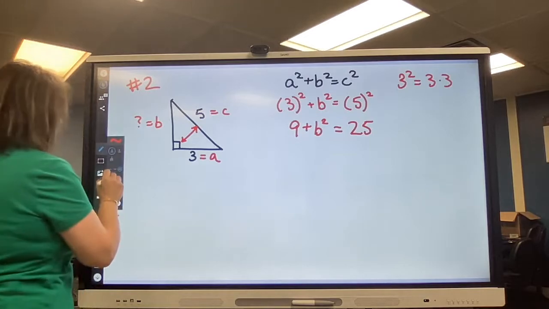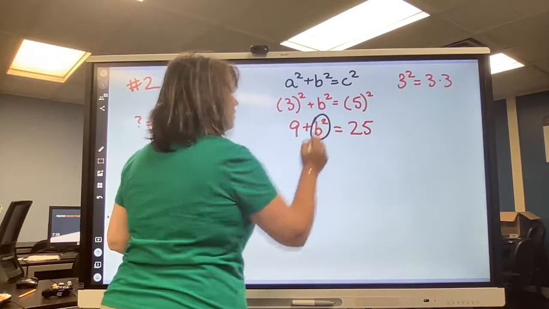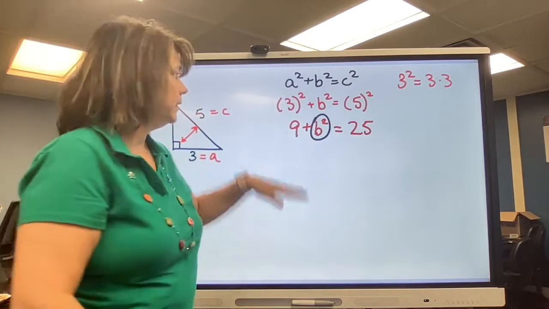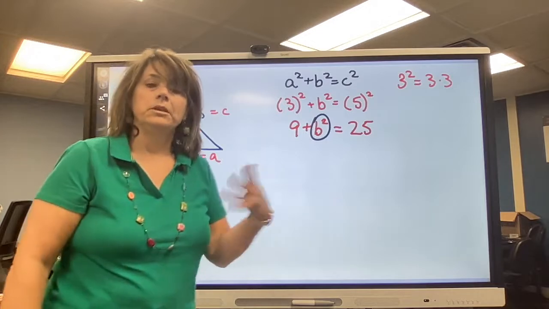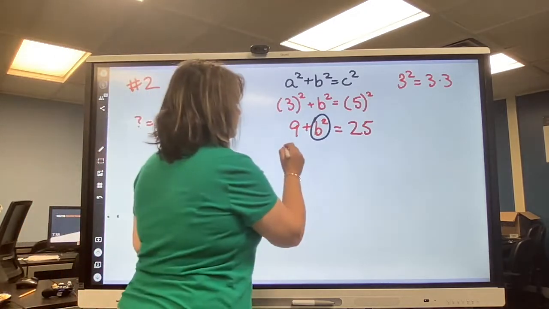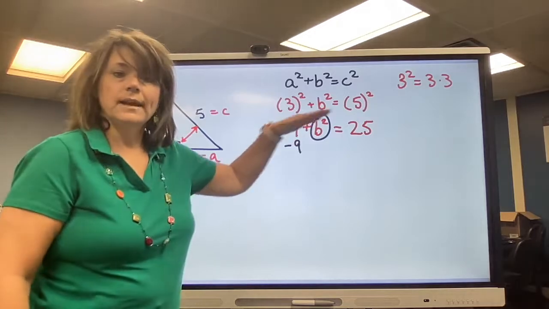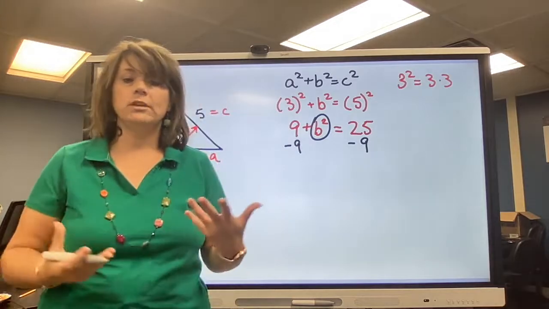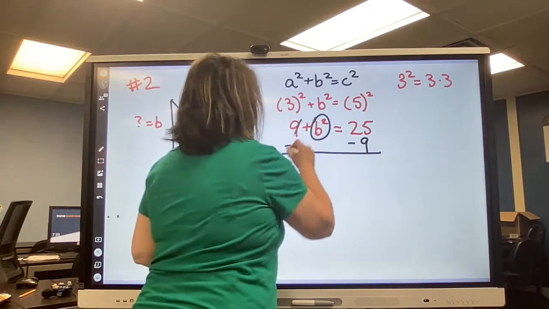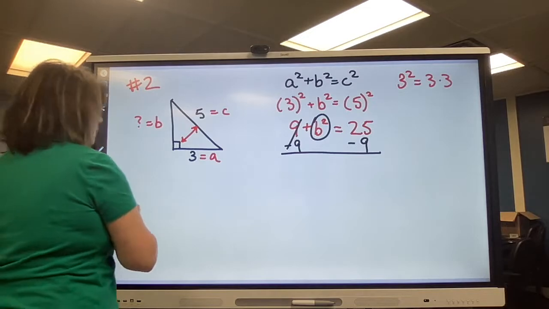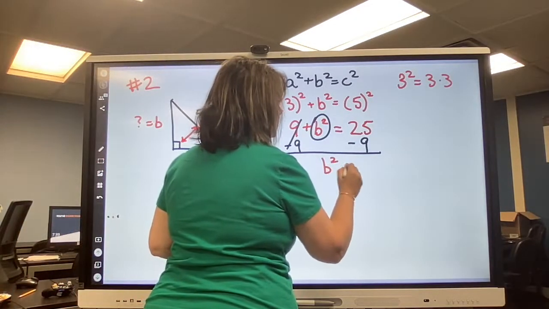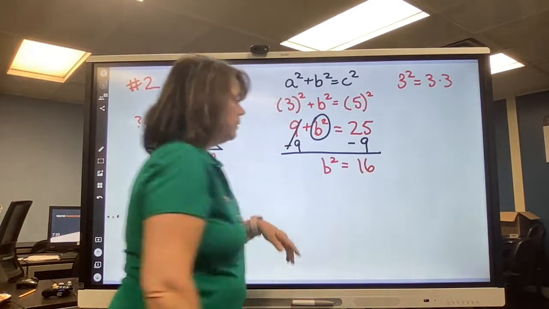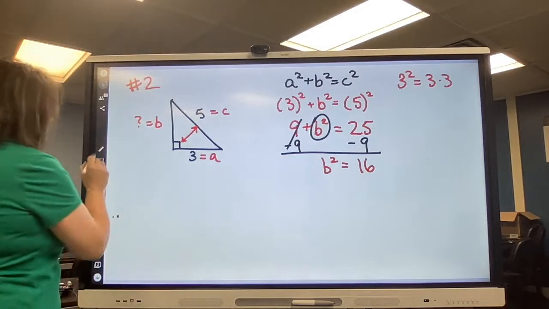We are looking to solve for b, remember. So we want to get b by itself. So we want to move the 9 over to the other side. Since the 9 is positive, remember we do the opposite. So we're going to subtract 9. And what we do to one side, we do to both sides of an equation. We're not changing the value of the equation, we're changing how it looks. So we're going to go ahead and do that. Our 9s are going to cancel out. On the left side, we're left with b squared. 25 minus 9 is 16. So now we have b squared equals 16.